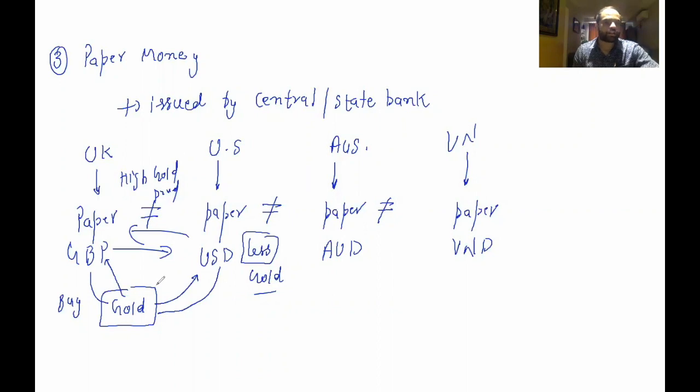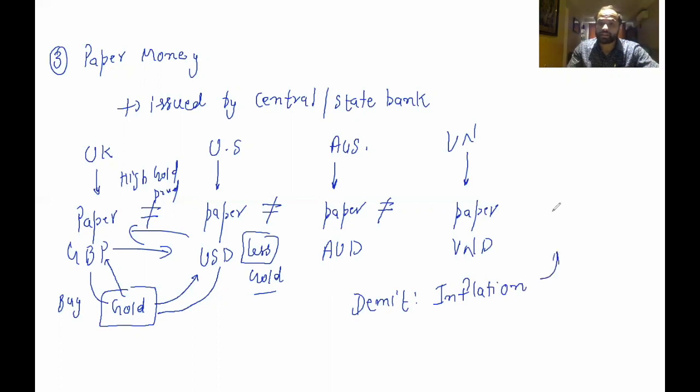So these are the paper currency. So now have a look at some demerits of the paper currency. Obviously, a major demerit is inflation. Inflation means supply of money increase, right?